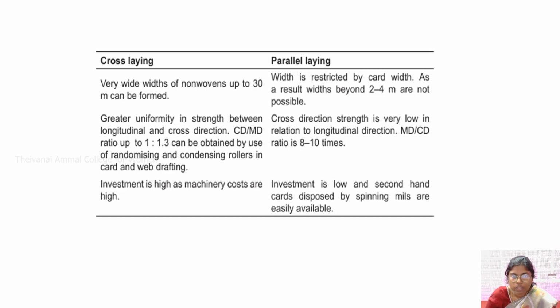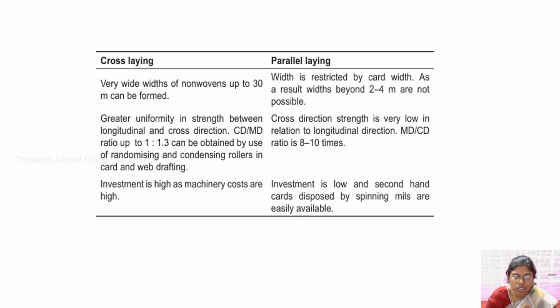Next, let me give you the comparison between cross laying and parallel laying. In parallel laying, the width is restricted to the card width. The card web width will be more or less equal to the width of the parallel laid web. In cross laying, you can have wide widths of non-woven. You can increase the width, and you have greater uniformity in strength in cross laying. As I already discussed, since the fibers are oriented both in cross direction and machine direction in cross laying, you will have almost similar strength.